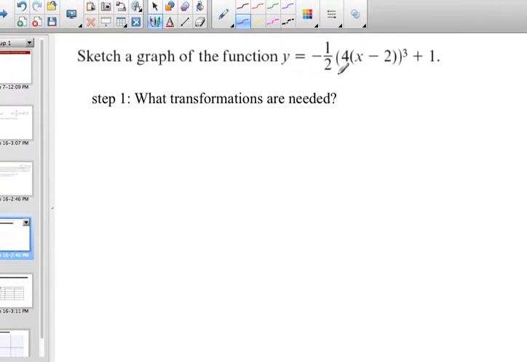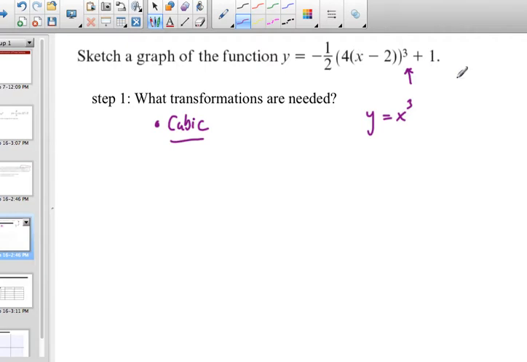y equals -1/2, and then in brackets I've got a 4, and then in brackets again an x minus 2, all cubed, and then I add 1. Okay, so here are my steps. I go through a couple of different steps. The first one is I'm going to list what transformations are needed, and even before that I'm going to say, look, this is a cubic function because of that power right there. So when we talk about transformations, we're comparing this to x to the power of 3. And we're going to go back and use words from that last slide to compare them.